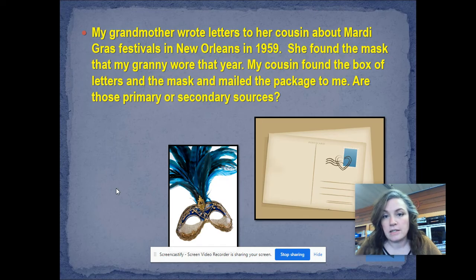So if in the box is her mask that she wore, letters that were written in that time period, those things would all be primary.